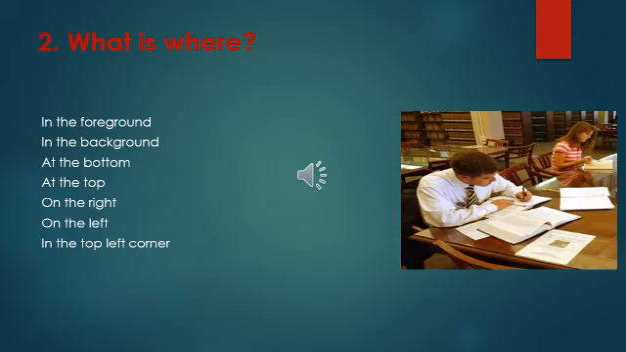After introducing the main object or person in the picture, you should write carefully what is where. What is in the foreground? In the background? At the bottom? At the top? On the right? On the left? In the top left corner?